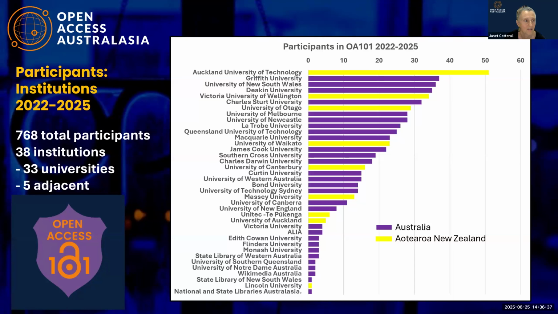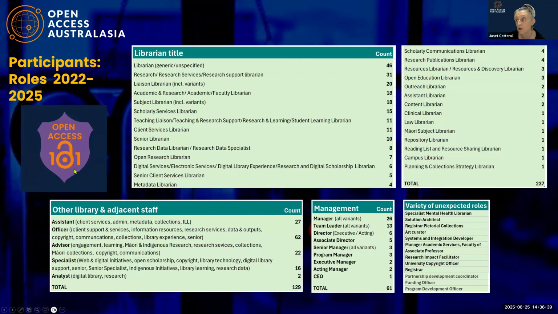So that's very gratifying. We've had mostly librarians come through the course, but a wide variety of different types of librarians, as you can see here. But we've also had a spectrum of other staff, both from within and without the library. We've had some management and senior management, some academics, and also a variety of unexpected roles down in the corner here, like art curators and solution architects. I'm not sure what that is, but I wish I had one of those at home.